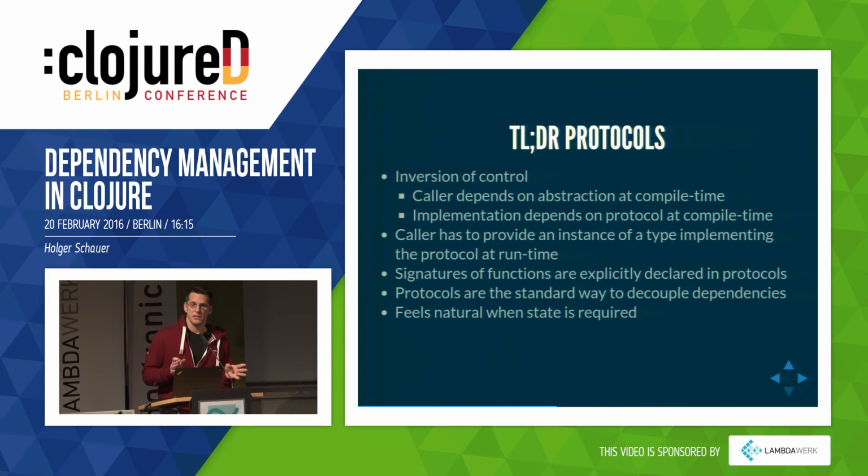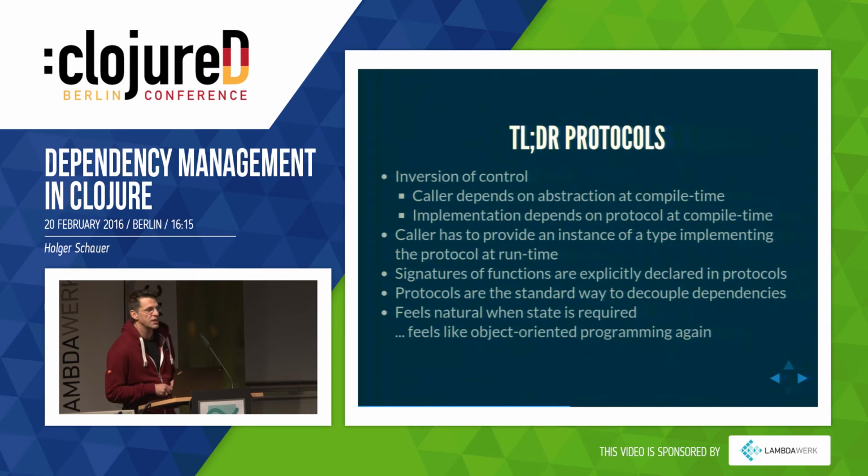So it's quite clear that protocols are the standard way in Clojure to decouple dependencies. And that also feels very natural, especially when you're looking at records, which also provide a way to hold state, right? Which is more or less a way of saying it feels like object-oriented programming again, right? And that's why not all people like that.